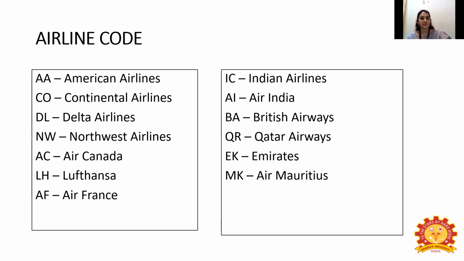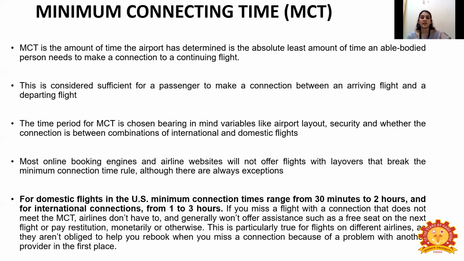So we have come across airport code and airline code, because these are the basic codes used in the calculation of fare. Following that, you have this concept called minimum connecting time. What is this minimum connecting time? It is nothing but the amount of time that the airport has determined. It's the least amount of time a person needs to travel from one flight to another flight. In simpler terms, if you have a connecting flight, you're going from Chennai to Mumbai, and from Mumbai to Delhi.